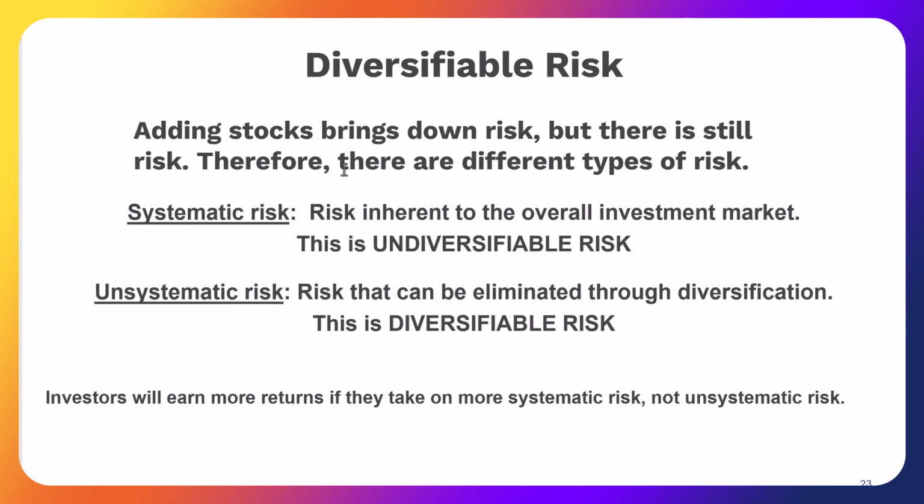So adding stocks brings down risk, but there's still risk. Systematic risk is the risk that's inherent to the overall market. This is undiversifiable. You cannot get rid of it. So there are two types. Systematic risk, things like recessions, affect the entire market. Unsystematic risk, like a CEO scandal, might only impact a few companies.